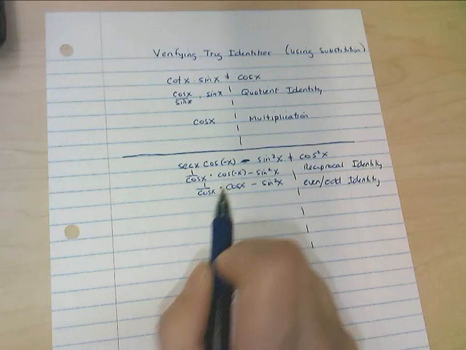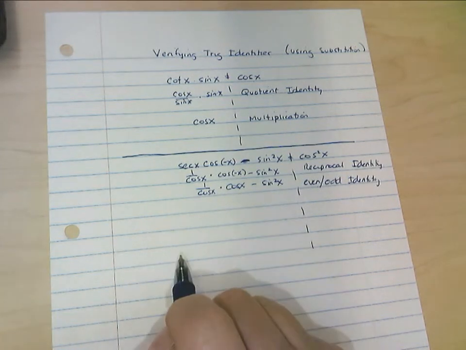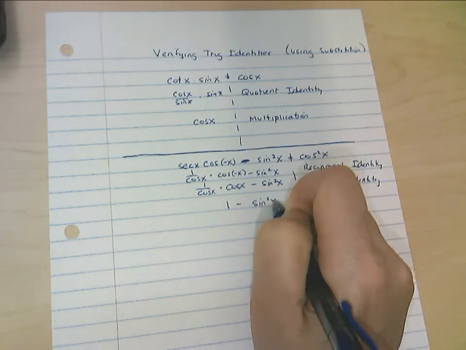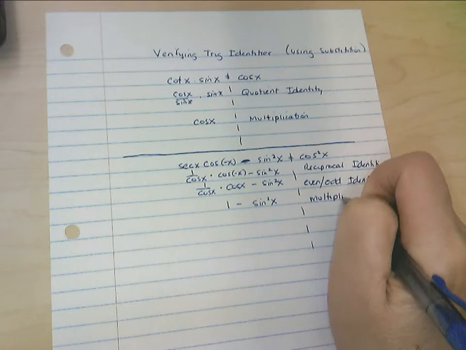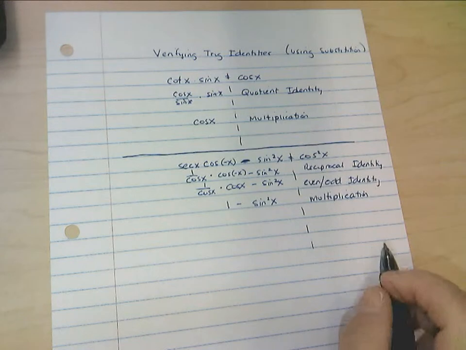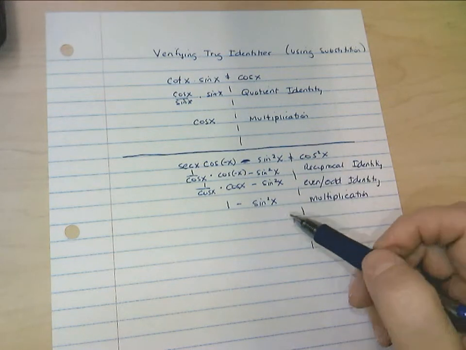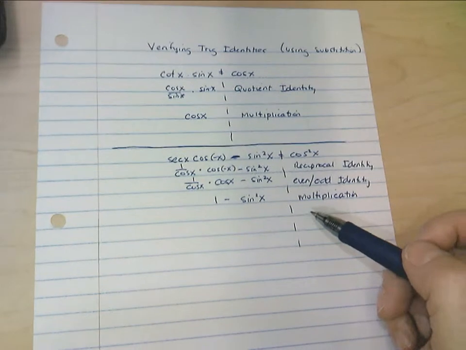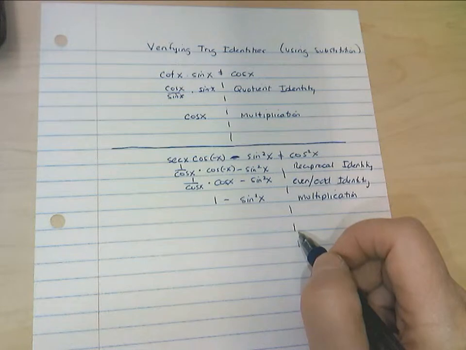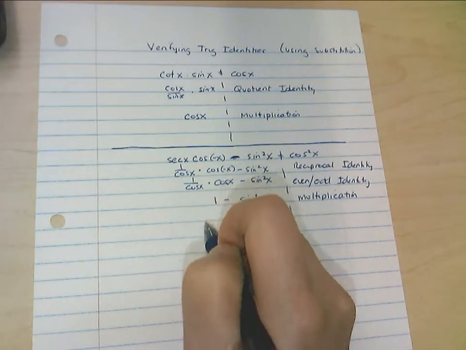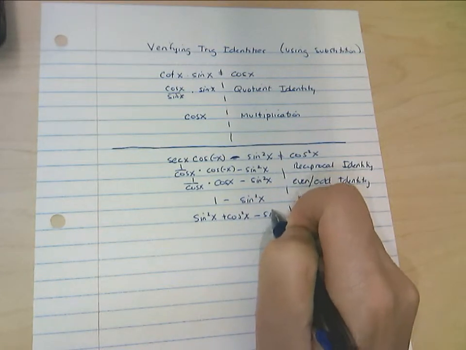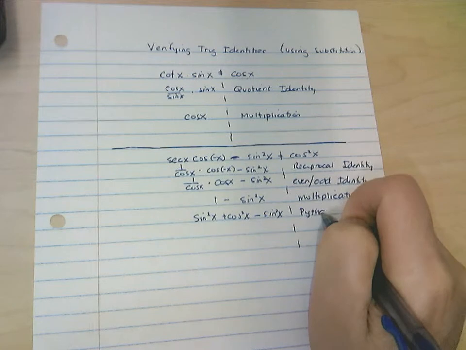Now when I multiply 1 over cosine x multiplied by cosine x ends up with cosine x over cosine x, which is 1. So I'm left with 1 minus sine squared x, and I multiplied. Still looking to where I want to go. I want to go to cosine squared x, but I don't have a cosine squared x. But I do know that a Pythagorean identity is sine squared plus cosine squared is equal to 1. So I can replace 1 with sine squared x plus cosine squared x. And that's a Pythagorean identity.